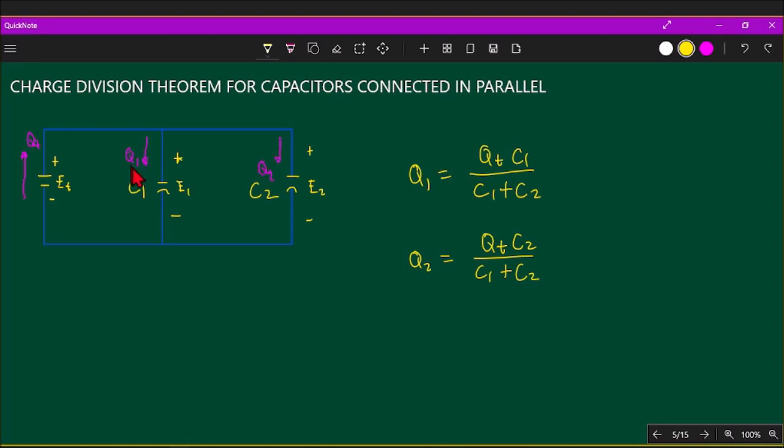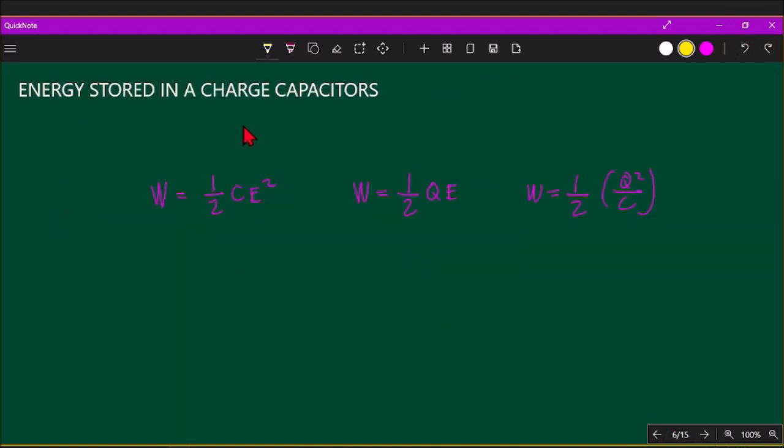So this is applicable to two capacitors connected in parallel. If you want to use this one for three or more capacitors, you just reduce your circuit into two capacitors connected in parallel by getting the equivalent capacitance of the other capacitors which are connected in parallel.